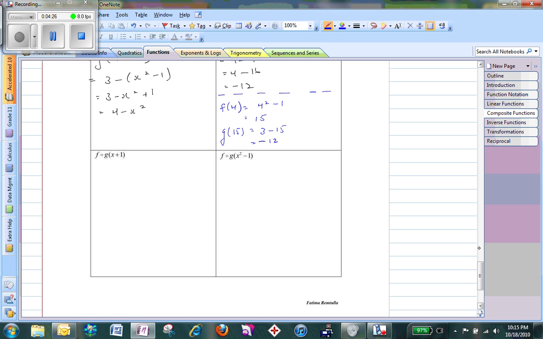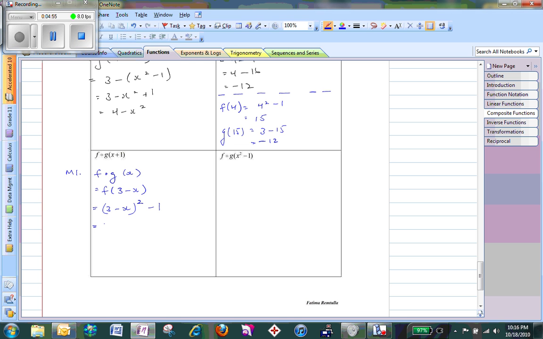So, f of g of x plus 1. The first method that I'm going to do is I'm going to first find f of g of x, and then I'm going to sub in x plus 1. So method 1. I'm going to find f of g of x first, which means that's f at 3 minus x, which is 3 minus x all squared minus 1.